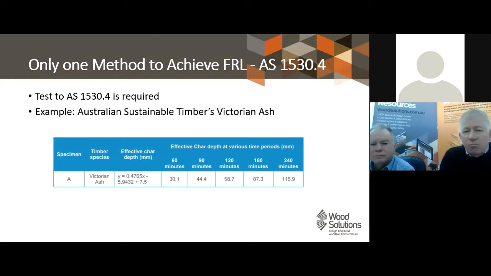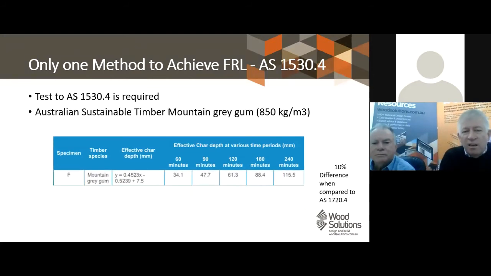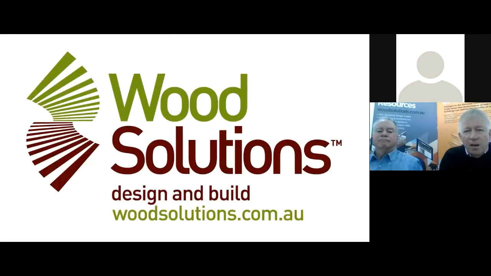And it's good to see that one of our suppliers and manufacturers in Australia, Australian Sustainable Timber, has conducted some testing, and they've found from a comparison between the real testing against the standard that they're 30% better off than the standard. So congratulations, good to see there's some value in doing some testing. And they've also done it for a high density timber, grey mountain gum, and in this case it's shown a 10% difference. So there are some manufacturers out there that are testing to the standard fire curve.